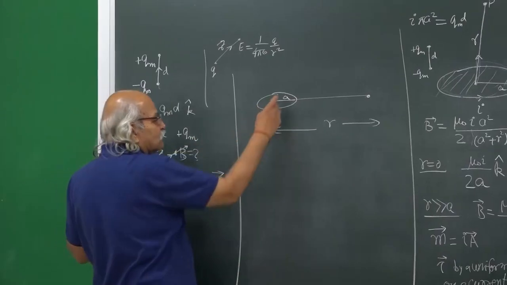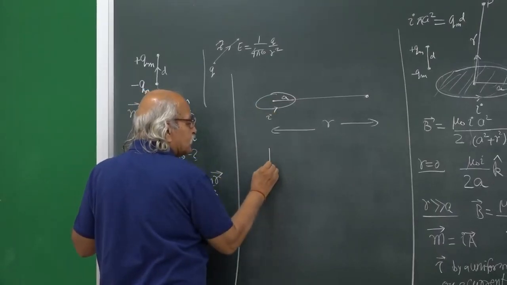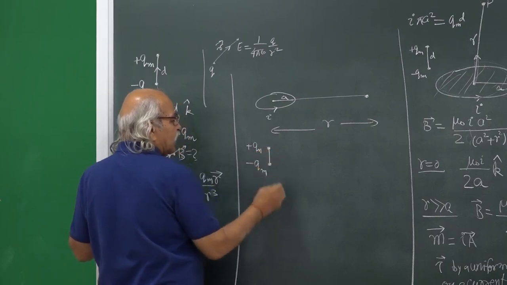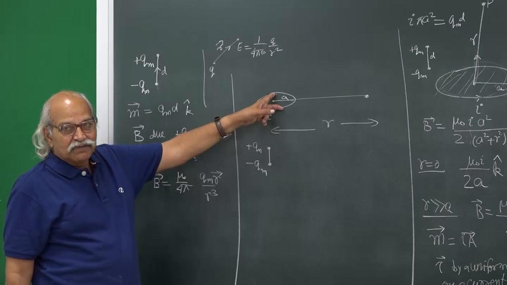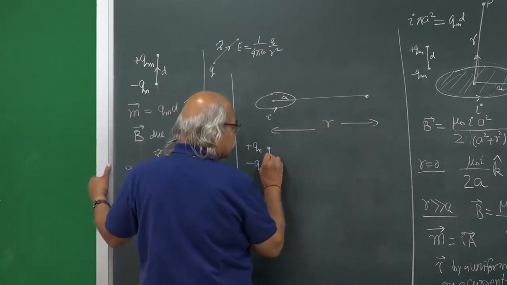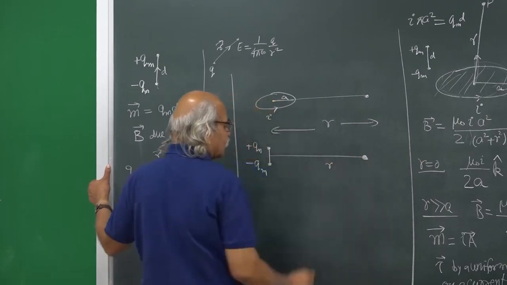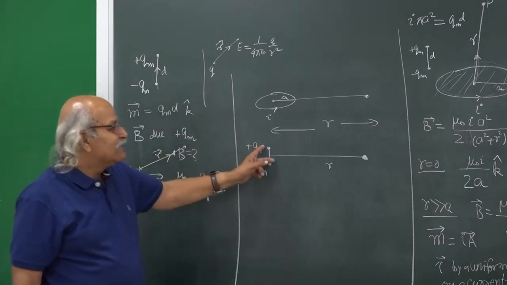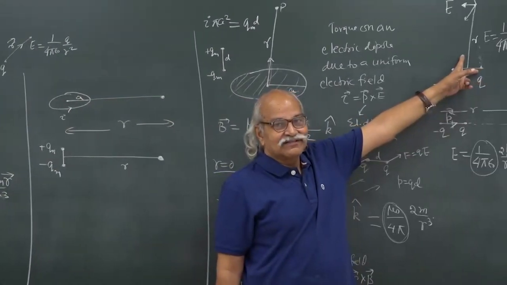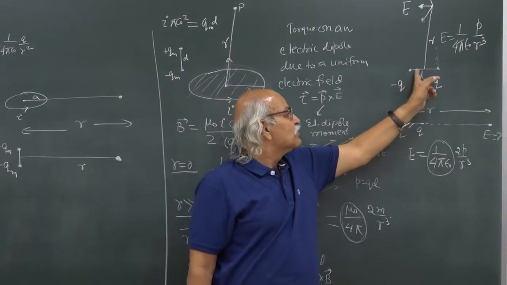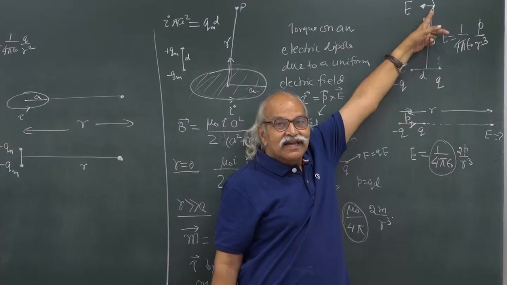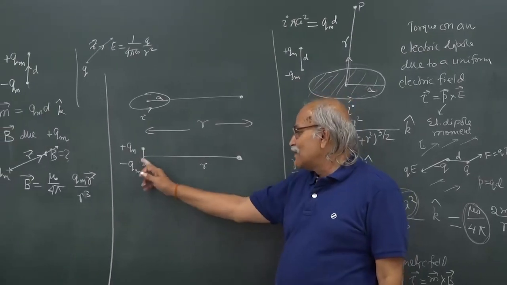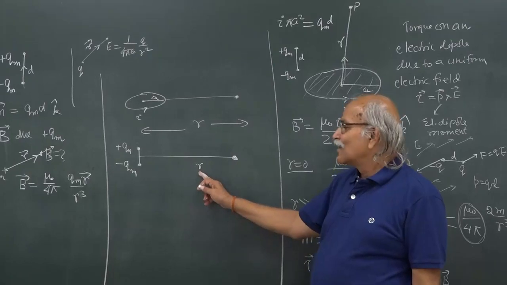But here if I use this modeling, we say that this current loop is nothing but a combination of minus qm and plus qm. This is plus qm and this is minus qm, perpendicular to the plane of the loop. And we need the magnetic field here at a distance r. Now this situation in electrostatics is the same as this figure. You have minus q and plus q, the dipole moment is in this direction and you want the electric field at the perpendicular bisector. And here also, minus qm and plus qm, and the perpendicular bisector, large distance r.